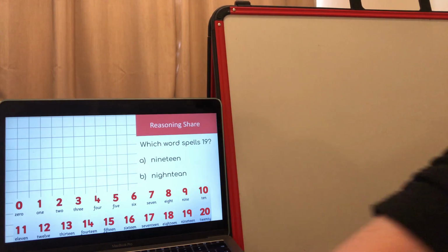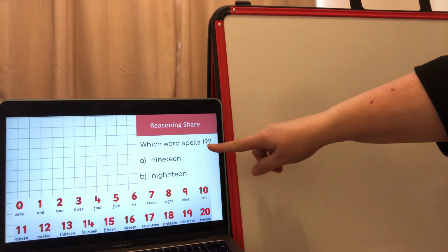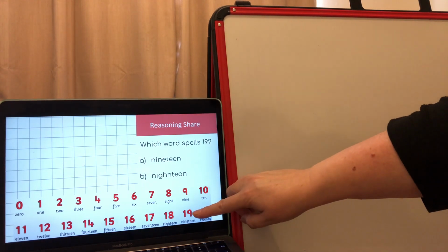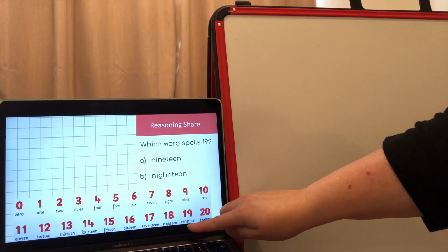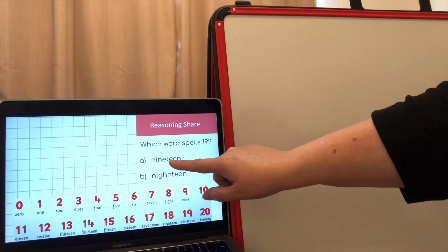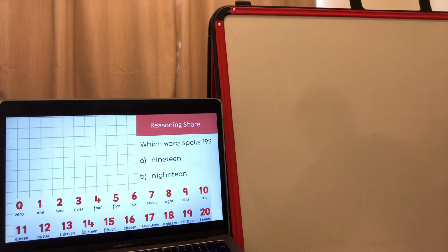And here's one for you to do, just to finish us off. Which word spells that number there? Did you find the number? The word nineteen is spelt N-I-N-E-T-E-E-N. Here it is, look. N-I-N-E-T-E-E-N. The answer was A.